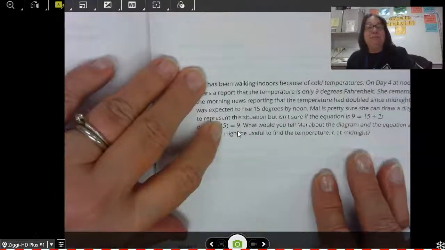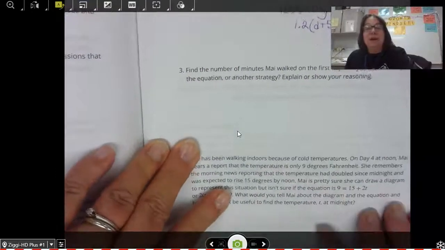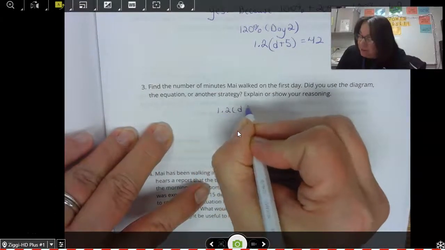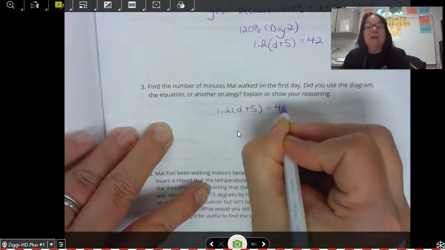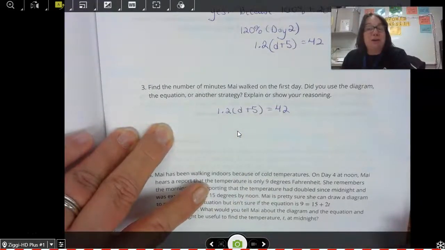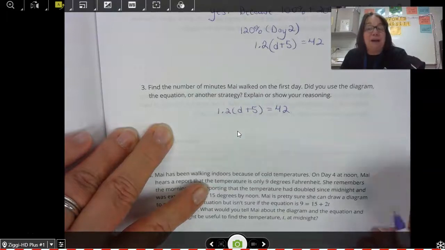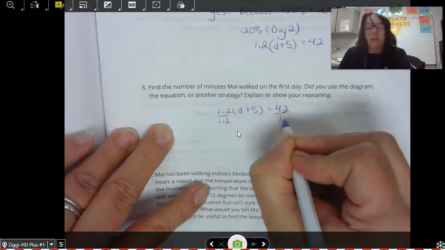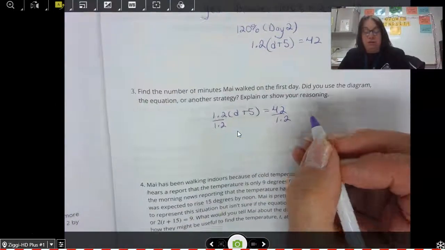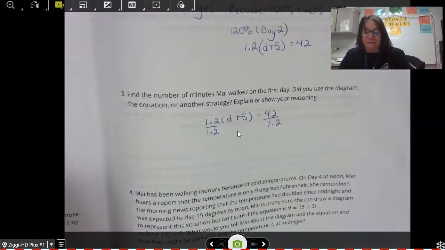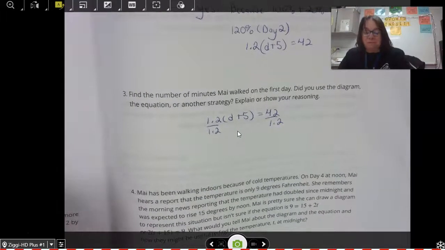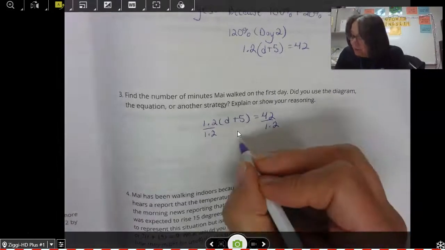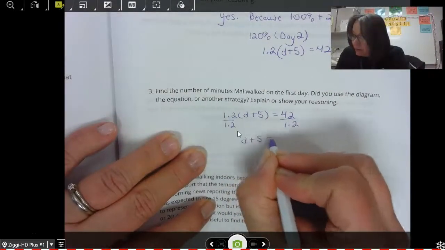So let's come back over here now and use the equation to solve it. So we had 1.2 times D plus 5 equals 42. So again, you have 2 choices here. You can distribute, or you could just divide. So let's divide both sides by 1.2. Because we have calculators, take 42, divide by 1.2, and we get 35. So D plus 5 equals 35.